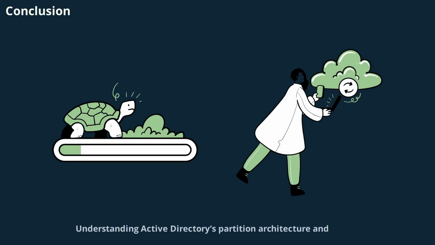Understanding Active Directory's partition architecture and replication scope is fundamental for IT professionals. By knowing how data is organized and shared, you can better design, troubleshoot, and secure your directory services. Whether you're managing a single domain or a global forest, these concepts are the foundation of effective Active Directory administration.